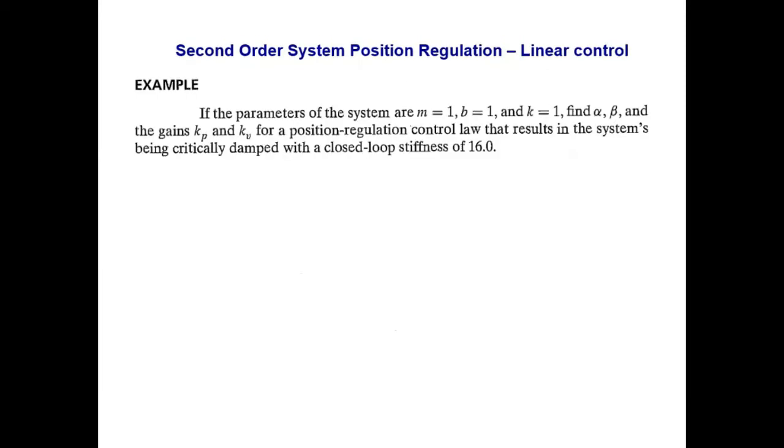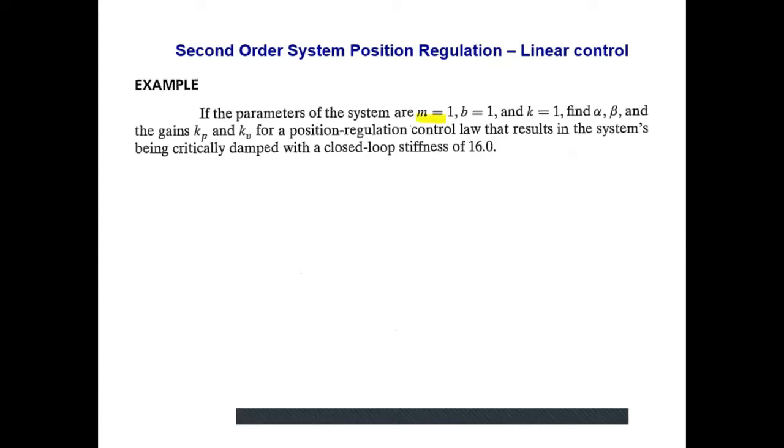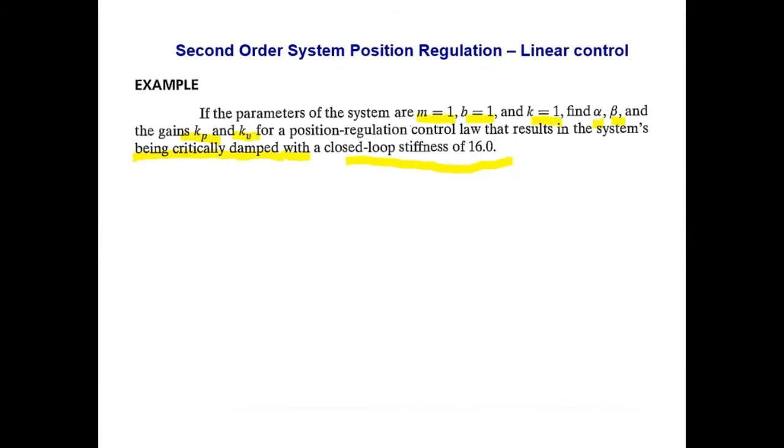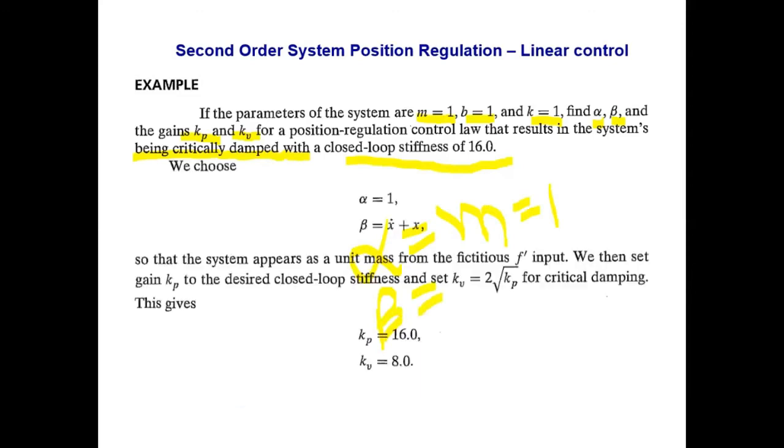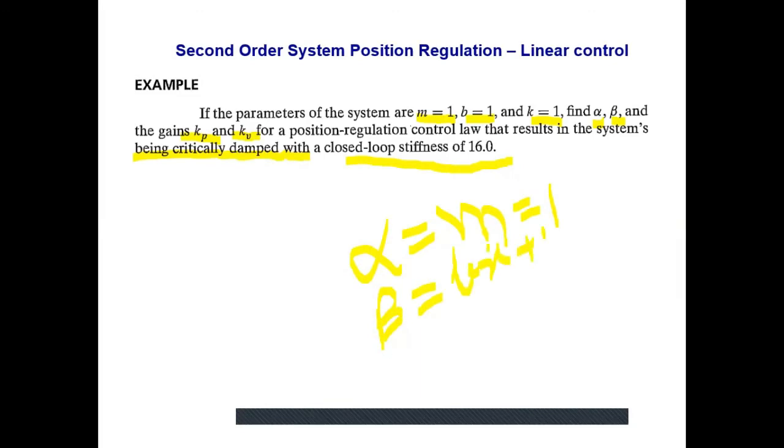Let's take a numerical example. In this example, the value of mass is 1, damping coefficient is 1, stiffness is again 1. We have to find the value of alpha and beta and the gains kp and kv for a position regulation control law that results in the system being critically damped with a closed loop stiffness of 16. We know that alpha is equal to mass, that is equal to 1, and beta is equal to x dot plus x, that is equal to x dot plus x.